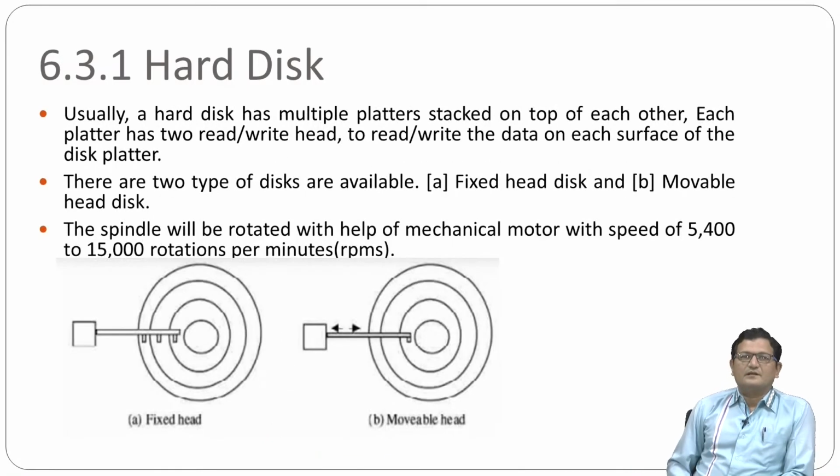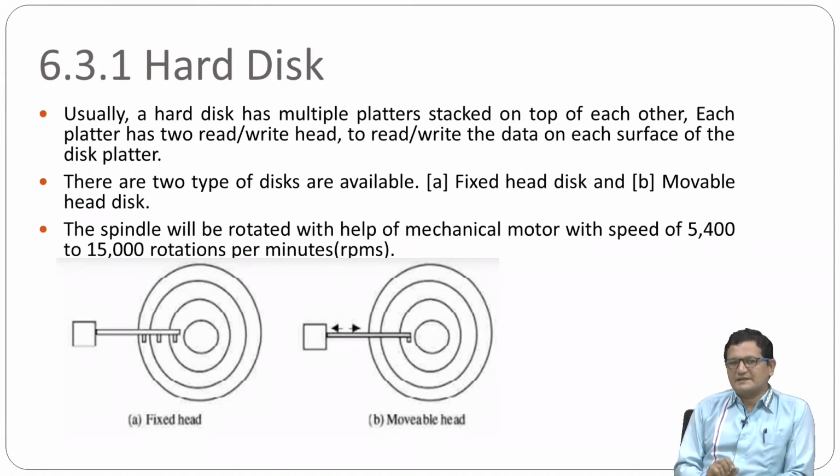Now there are two types of hard disk. In some hard disks, the head is there, something like this. Here the head is a movable head, and if you want to put the head on a particular track, you have to move the head to that track, right. So here the movement arrow is shown.